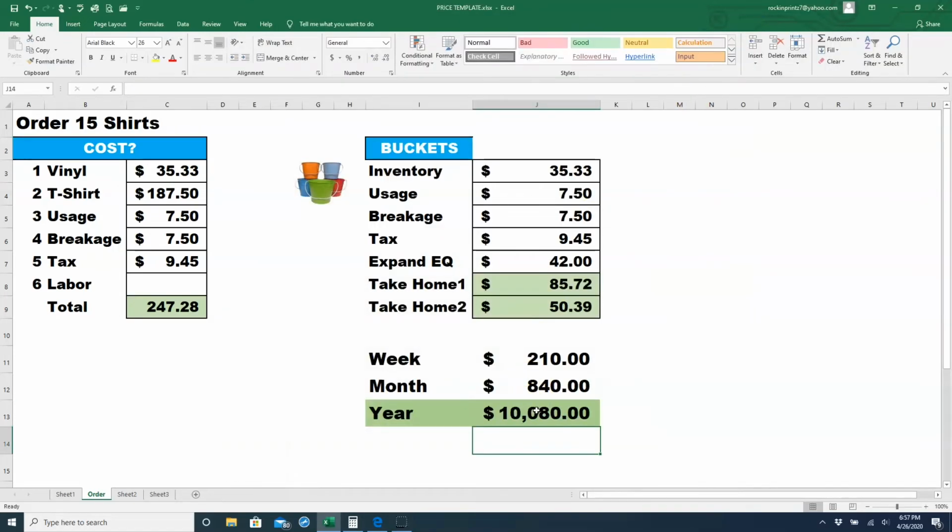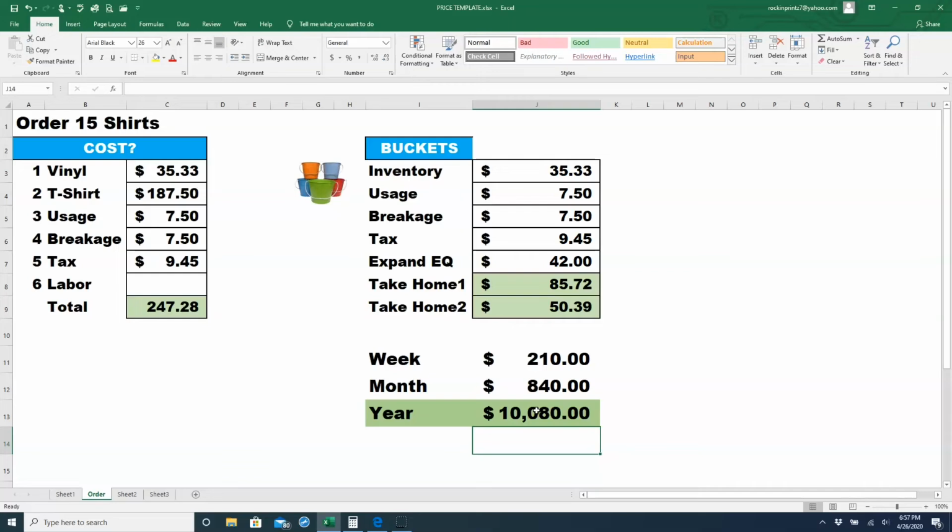$10,080. Check that out, folks. Can you guys believe that? You just earned $10,080 that you can use to invest in your new equipment. And that's just all by following this bucket.